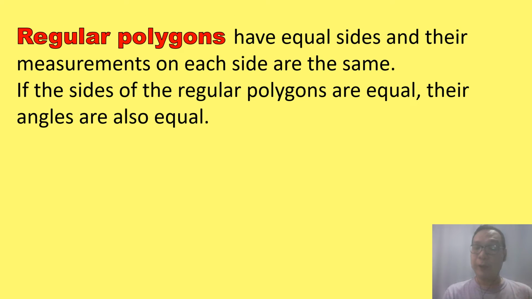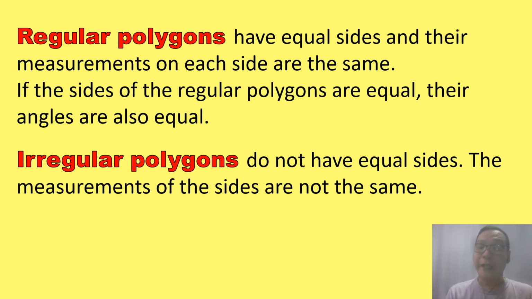If the sides of the regular polygons are equal, their angles are also equal. So we can say a square is a regular polygon because it has 4 equal sides and 4 equal angles. So the angles are measured by a protractor. The protractor, if you are familiar, is a semicircle or half circle kind of ruler with numbers or measurements. Ang tawag doon ay protractor.